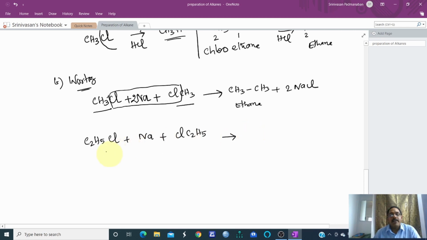So how many carbon atoms here? 2 carbon atoms, and here 2 carbon. All totally will be having 4 carbon atoms. So what have we prepared? We have prepared butane. So this is the same thing. This will be removed, and 2 NaCl we require.